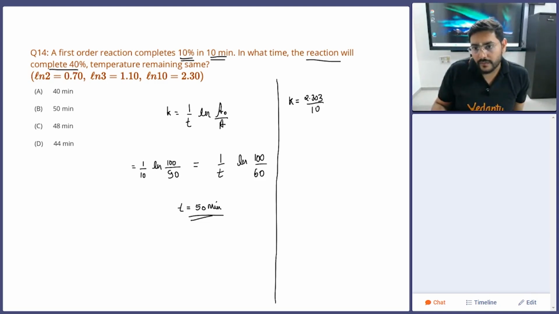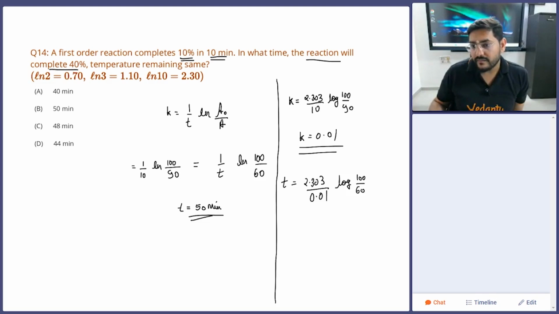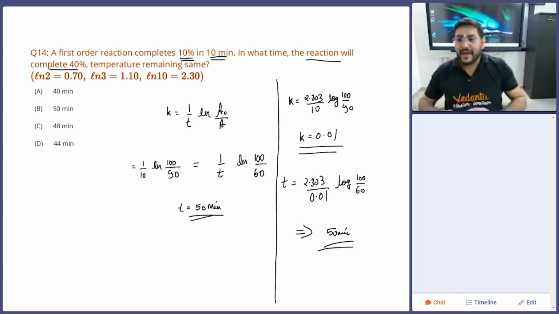Yes. Log, you can put 100 by 90. Yes or no? So here, when you are going to solve, K comes out to be 0.01. Okay. Now, when you got the value of K, K is going to remain same. So here, T is equals to 2.303 upon 0.01 log, 100 upon 60. Yes or no? So when you are going to solve, you are going to get 50 minutes only. So by both the manners you can solve it.